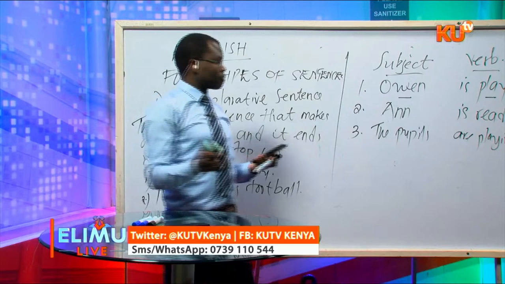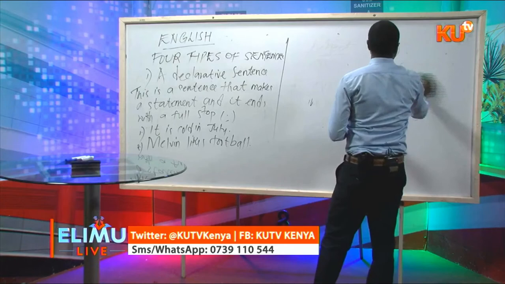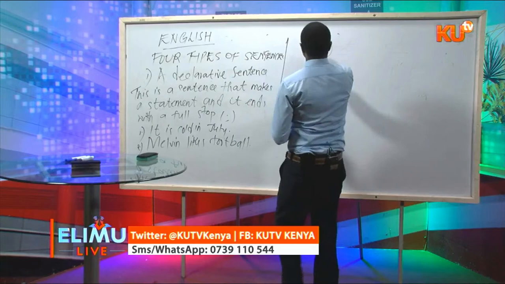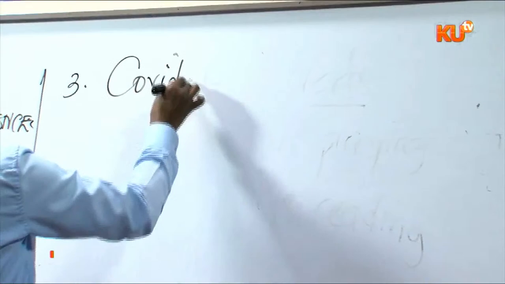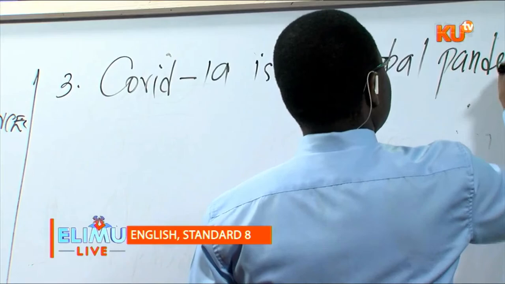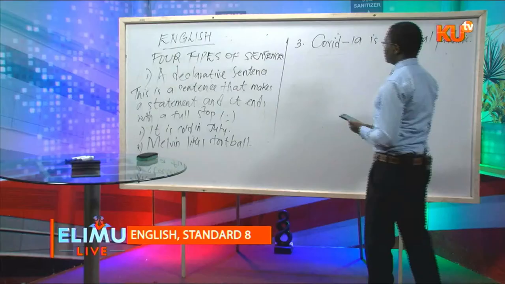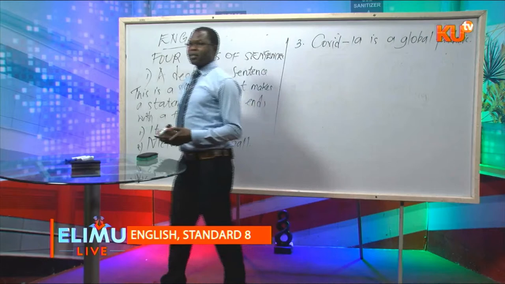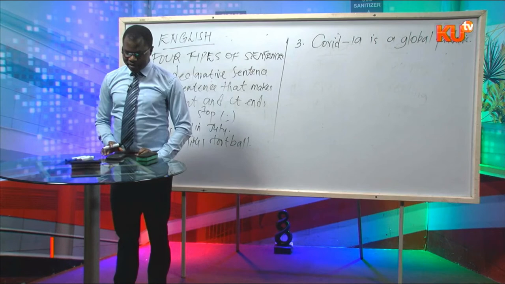Another example of a declarative sentence. We are looking at types of sentences. COVID-19 is a global pandemic. COVID-19 is a global pandemic. That is also another example of a declarative sentence.